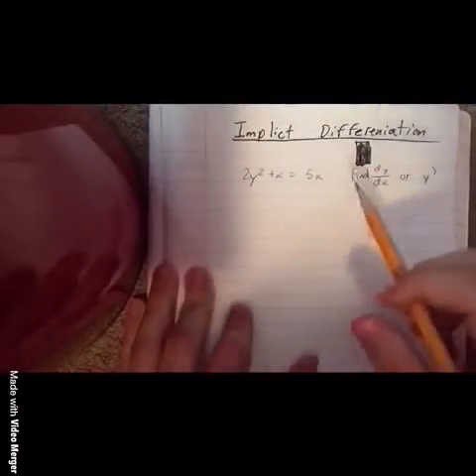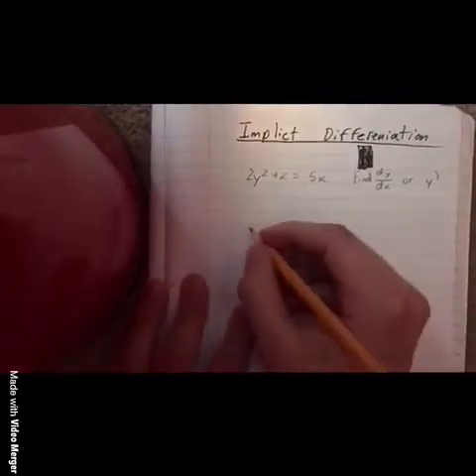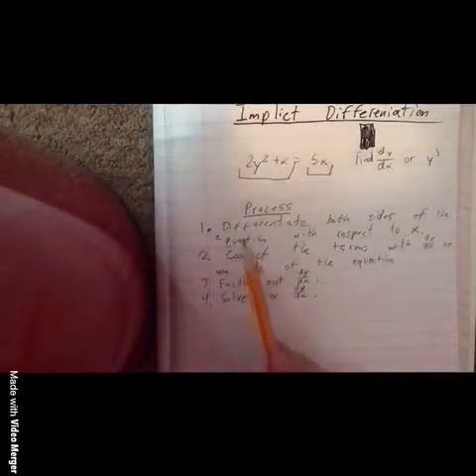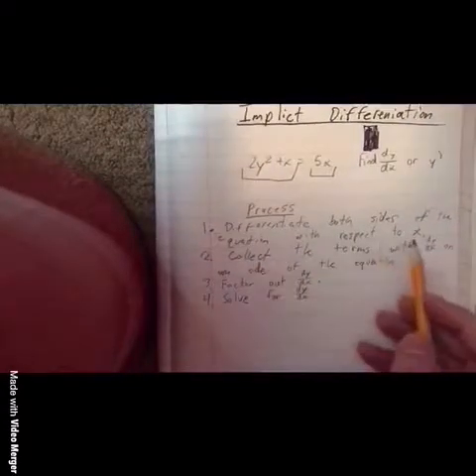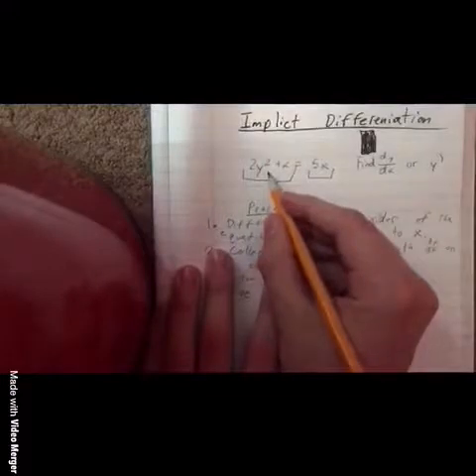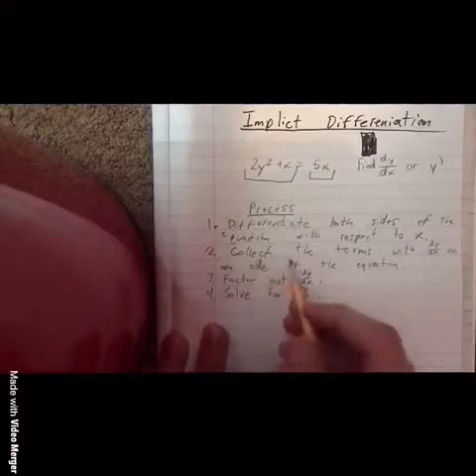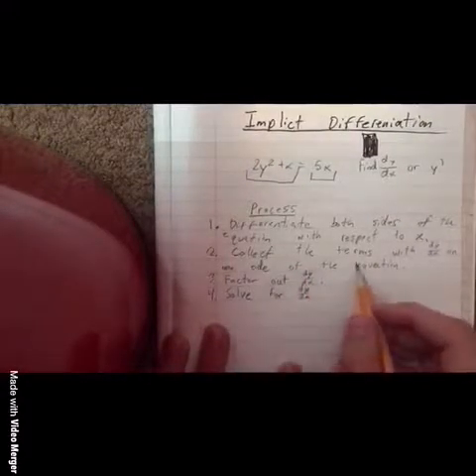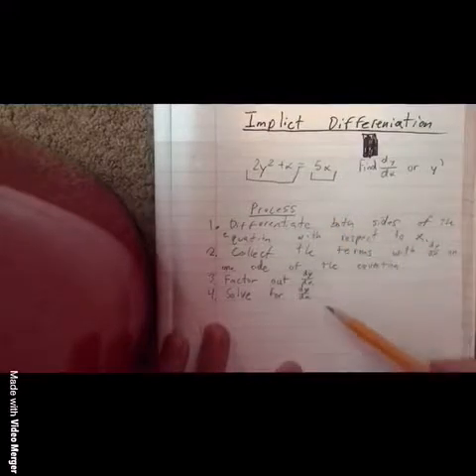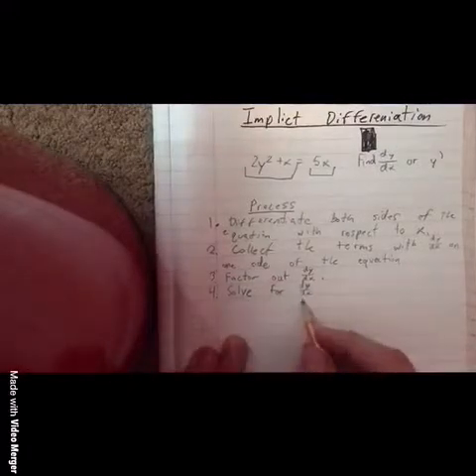Now, before doing this, we have to know the process of implicit differentiation. So here are the steps. The first step is to differentiate both sides of the equation with respect to x, so this is one side of the equation, this is the other. You'd find the derivative of both of these. And then for step 2, you would collect the terms with dy over dx on one side of the equation. We will go over that later when we do example problems. And then we are going to factor out dy over dx and solve for dy over dx.